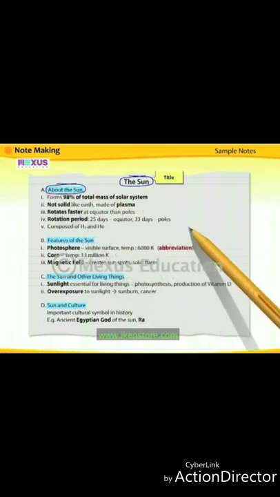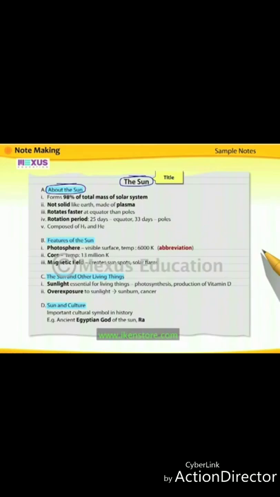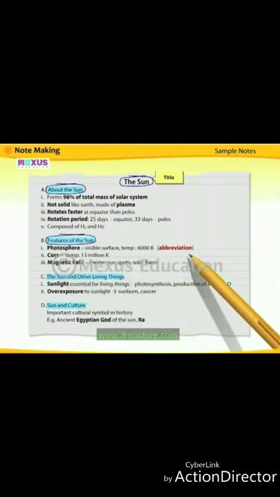A. About the Sun. Forms 98% of total mass of solar system. Not solid like Earth, made of plasma. Rotates faster at equator than poles. Rotation period 25 days at the equator, 33 days at the poles. Composed of hydrogen and helium. B. Features of the Sun.